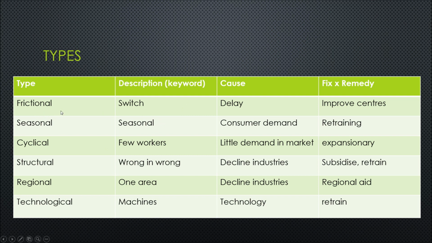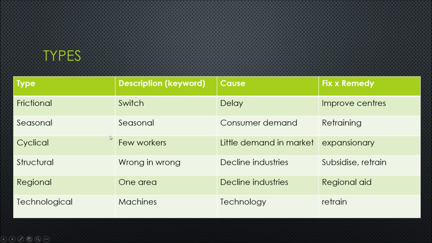So frictional unemployment, this is when workers switch between jobs. Switch is the keyword, and a cause could be a delay in applying, interviews, or accepting jobs. A fix could be improved job information centers. So that's the first one, frictional. They commonly ask frictional, cyclical, and structural. So we'll get on because the other 3 are really easy.